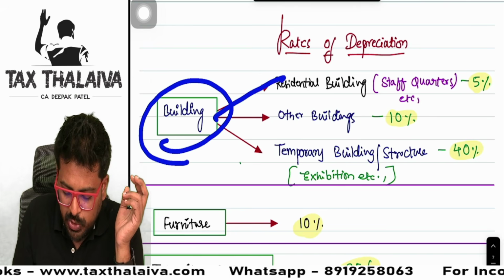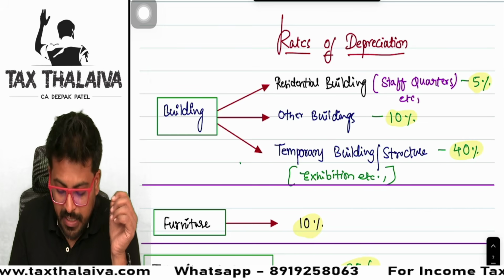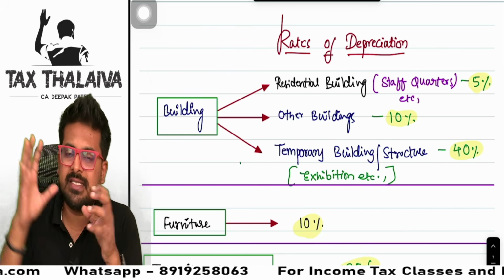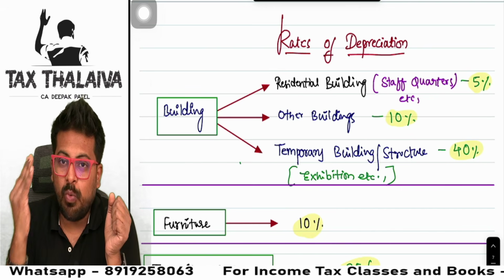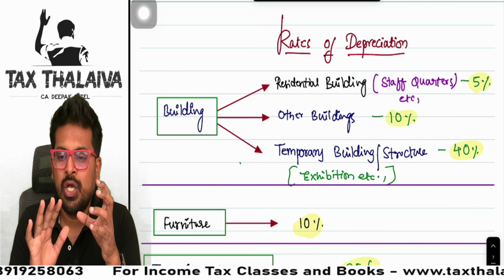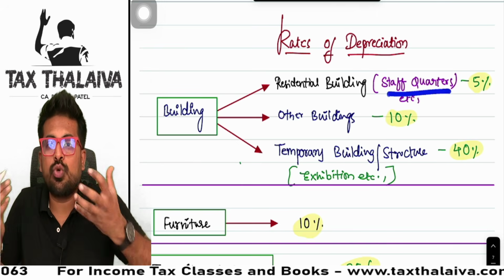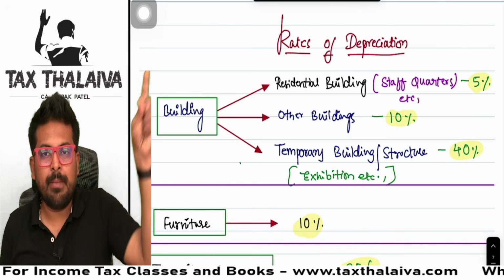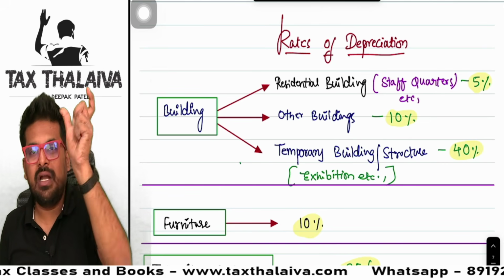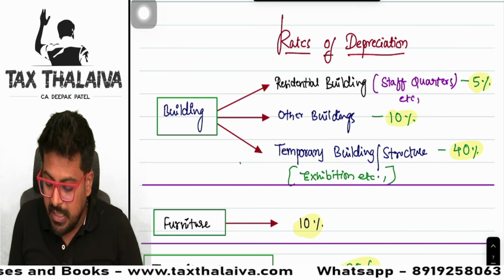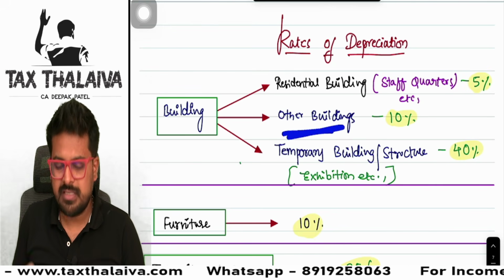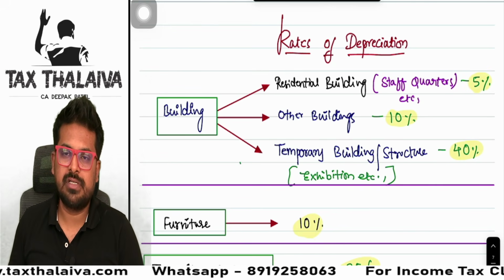Building has been categorized into three categories. Residential building. Let's say, for example, Tata Consultancy Services, TCS, is providing buildings for the residence of its employees. So there are staff quarters which are owned by TCS. In the balance sheet of TCS, on the asset side, the staff quarters building is there. On that, TCS can claim depreciation at the rate of 5%. For other buildings, you can claim at the rate of 10%.